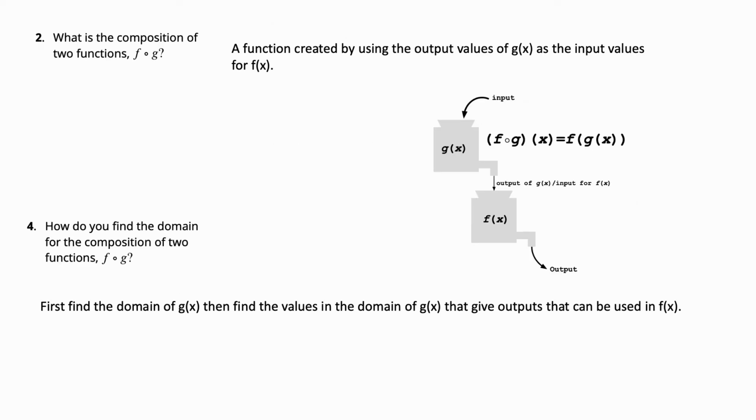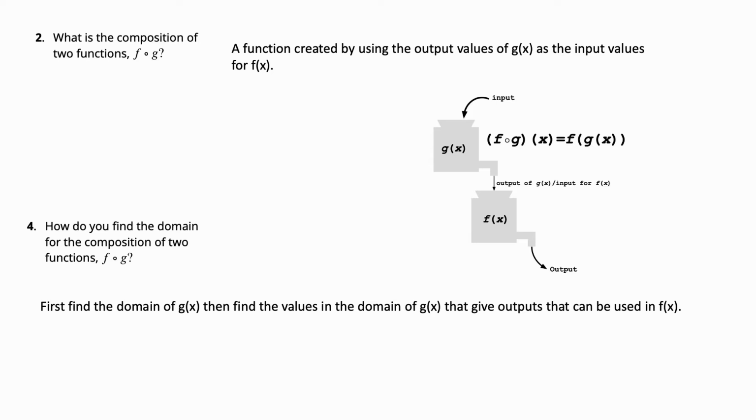What is the composition of two functions? Well, it's where you put the output of one function into the input of the next function. So it's like two machines that are connected together. You start from the inside and work your way out. So whatever your initial value is, your input for g in this case, goes in, and then whatever comes out goes into the next function, in this case f, to give you the output.